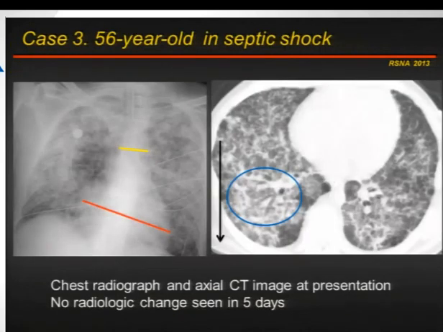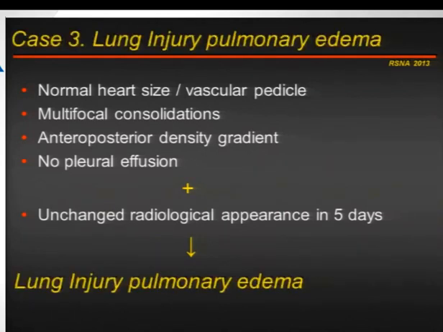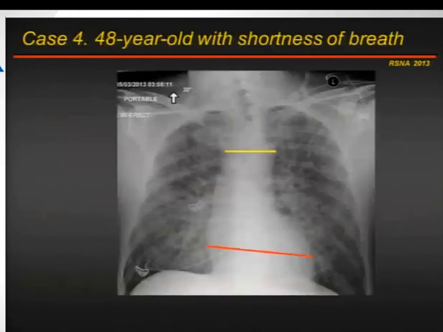The next case is a 56-year-old patient who presented in septic shock. The chest radiograph and axial CT image that are displayed now were taken at presentation, but there were no radiological changes seen in 5 days. We see normal vascular pedicle, normal heart size, multifocal consolidations within the lungs and presence of the air bronchogram with some increase in the density of the consolidations toward the posterior aspect of the lung. In this case, the combination of those findings, as well as unchanged radiological appearance in 5 days, will favor lung injury pulmonary edema.